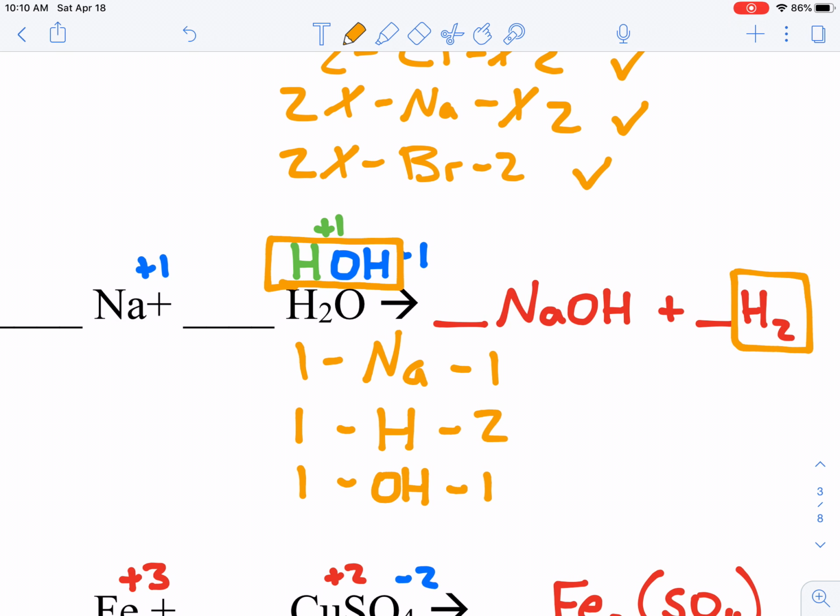And that is coming from our NaOH right here. And so when we do that, you'll notice that the only thing that has a problem is hydrogens. 2 on the right, 1 on the left. So in order to fix that, we need to put a 2 in front of H2O, which really we're looking at this version of H2O. So that gives us 2 H's on the left. It also gives us 2 OH's on the left.